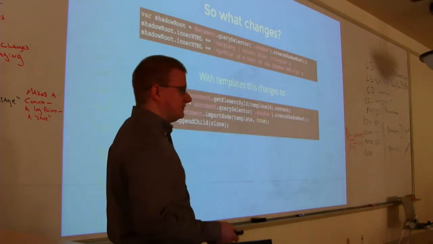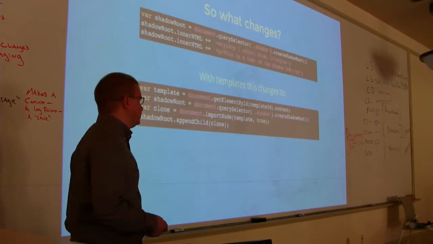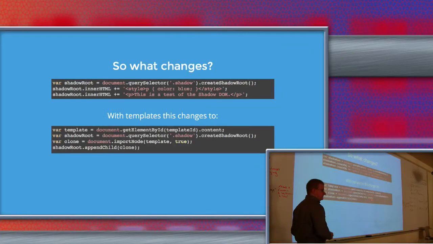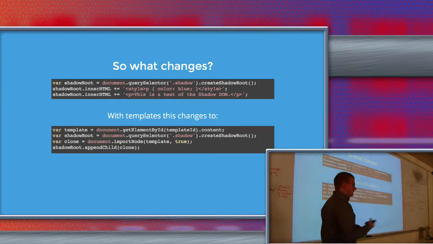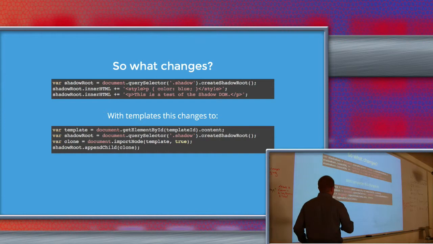Awesome. I got a question. Who could explain what the true means on the third line? Let me check my notes. It's a deep clone. Deep clone, there you go. It's going to give you a clone, and that means it's a deep clone rather than a shallow clone.